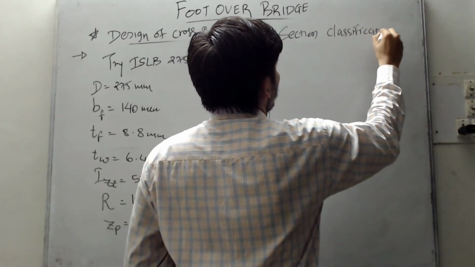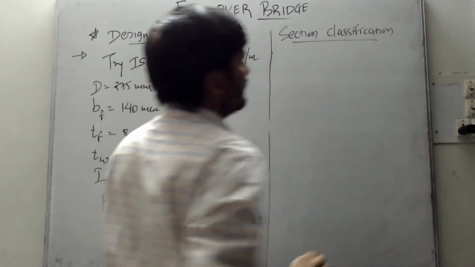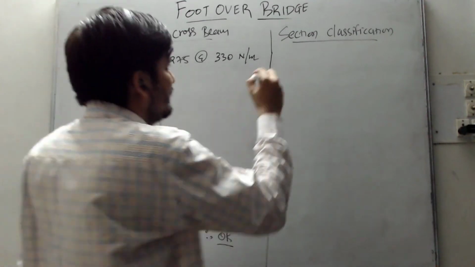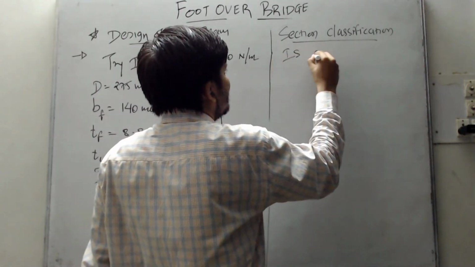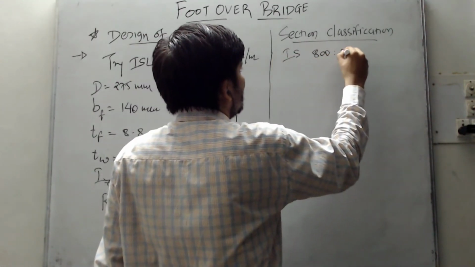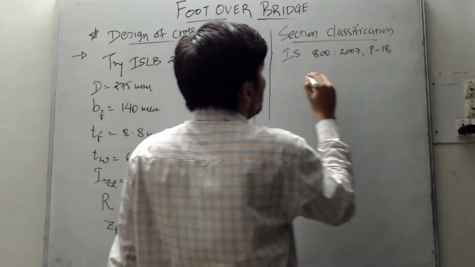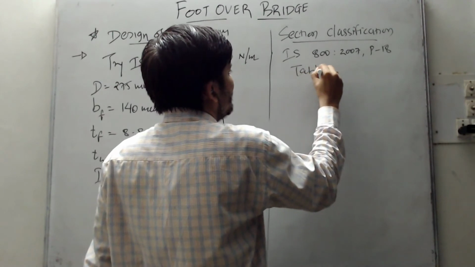Okay, for section classification, we need to refer to IS 800 2007, page number 18, and table number 2. This we need to refer, right?